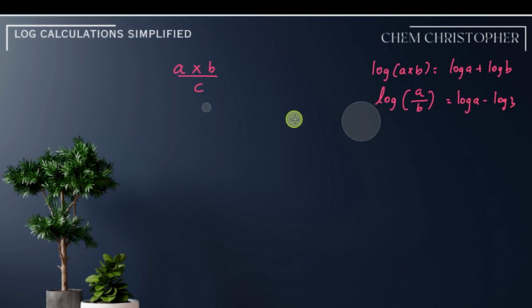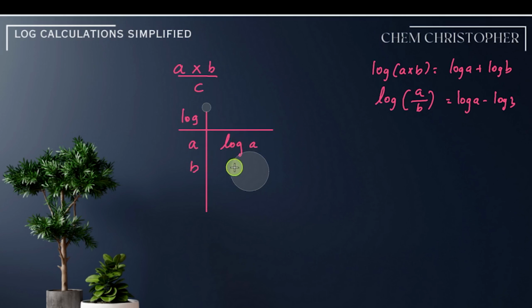The same concept I'm going to apply. Here you have value a. For this, you are going to take log, so we are getting log a value. And then if you take log value for b, you are getting log value for b. Here you have multiplication, so we are going to add log a and log b value.